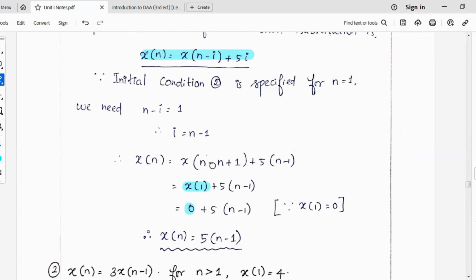So the recurrence relation gets solved, right? So 5n minus 5 is the solved equation. So x of n equal to 5n minus 5 is the solution. If we are finding the time complexity of this equation, it will be definitely big O of n, right? So that's all, the first question.